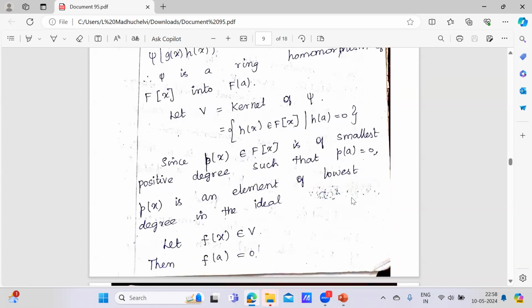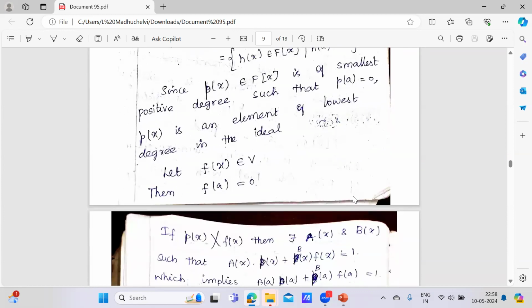Next, let us define V as the kernel of psi. What is the kernel of psi? It is the set of all h(x) belonging to F[x] such that h(A) equals 0. Since P(x) belonging to F[x] is of smallest positive degree such that P(A) equals 0, P(x) is an element of lowest degree in the ideal.